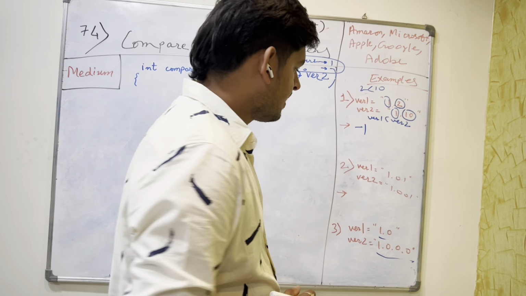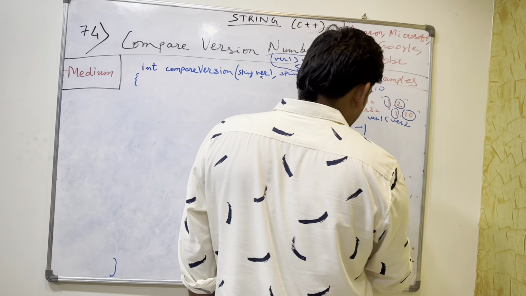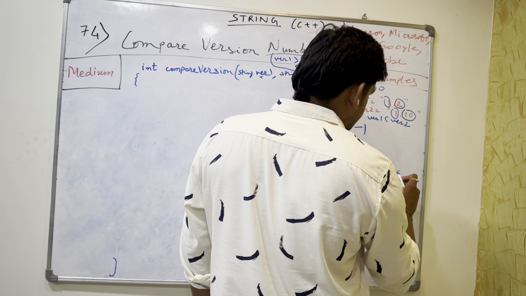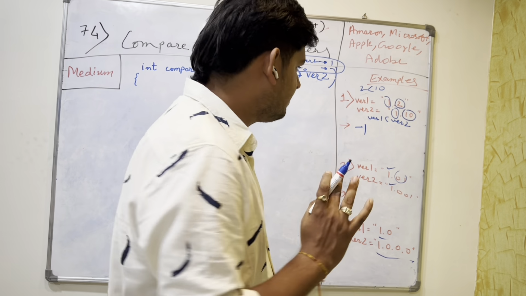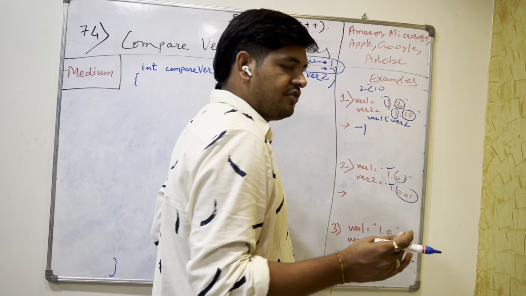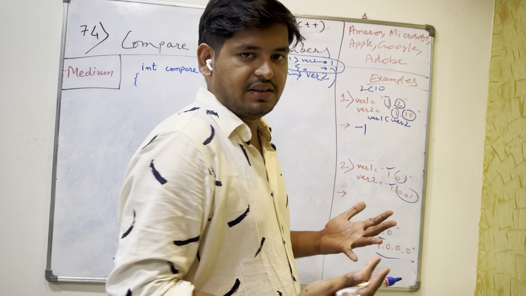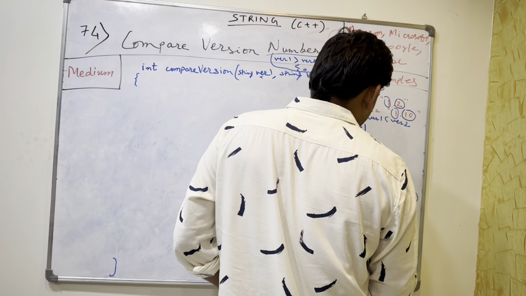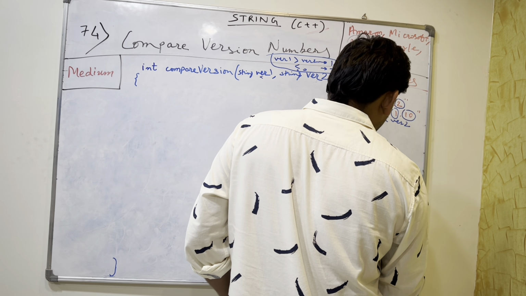Got it? Now here version 1 and version 2 are the same. After the dot we see 01, and 01 is equal to 1. These are integers, not decimal values. So the leading 0 doesn't mean anything. So this 1 and 1 are the same, and we will be returning 0 since version 1 is equal to version 2.